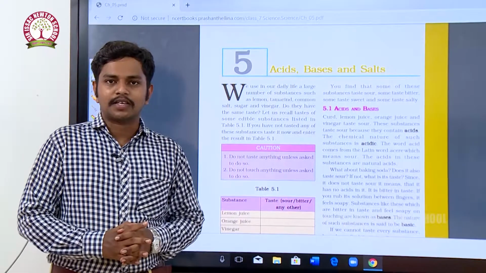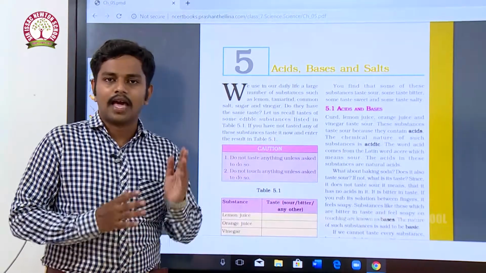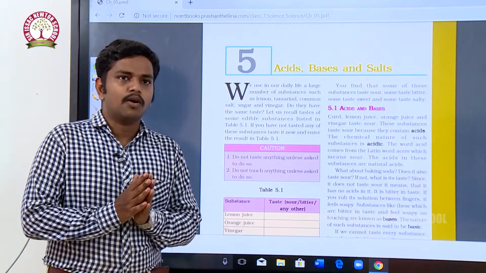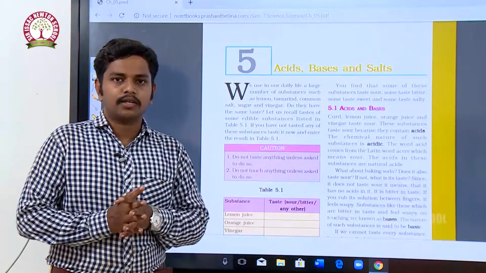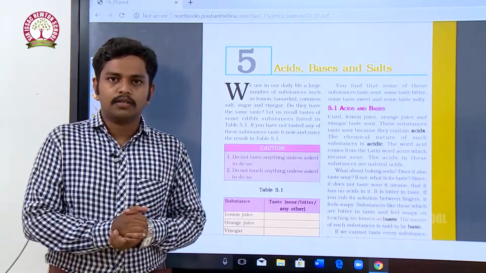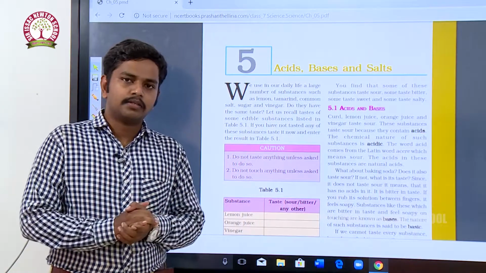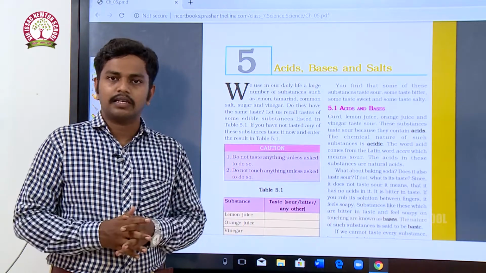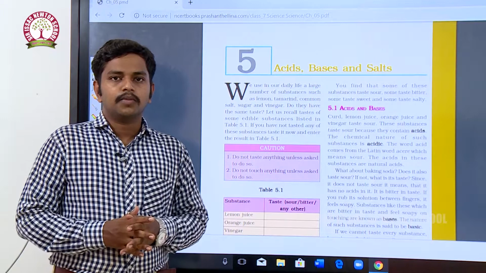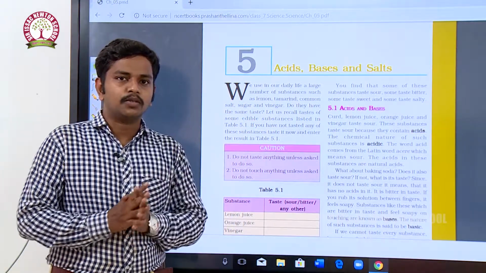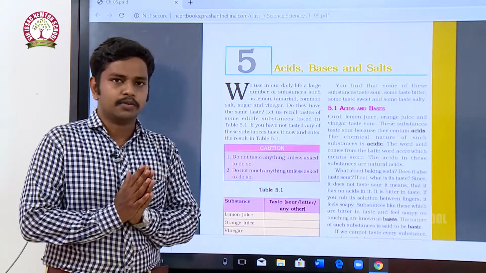Today we are going to discuss acids, bases and salts. This is a very important topic because the NCERT 10th level book also covers this concept. Not only for studying, in our day-to-day life we are using plenty of chemicals inherently. So acids, bases and salts are important groups of substances in our day-to-day life.